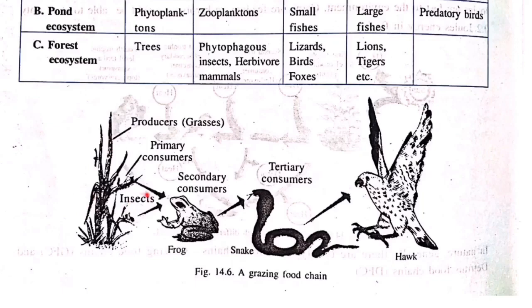Here is the grass. It is eaten up by the frog. It is eaten up by the snake, and the snake is eaten up by the hawk. This is the simple grazing food chain.